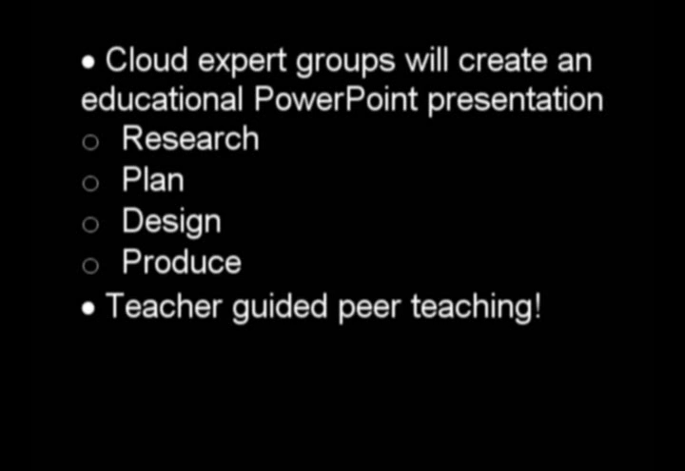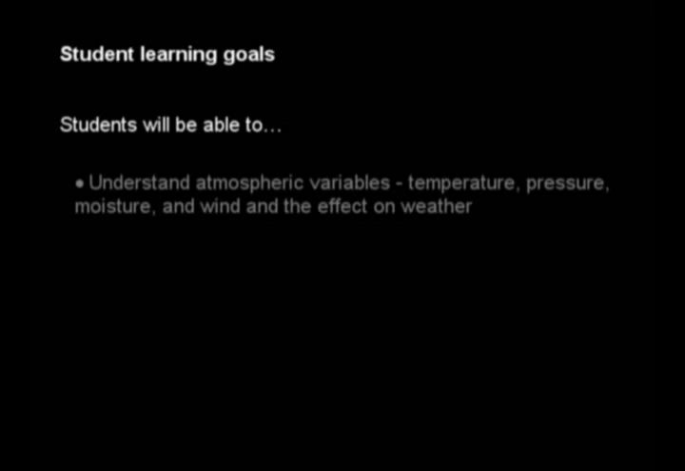The teacher will be there to guide and help all groups along the way, checking in, helping with technology, but in the end, the peers will be using peer teaching and everyone will be learning from their classmates' presentations. The learning goals by the end that we have hoped to achieve are that students will be able to understand how atmospheric variables such as temperature, pressure, moisture, and wind interact to produce different types of clouds and different weather conditions.